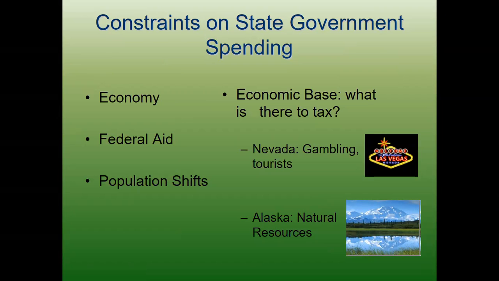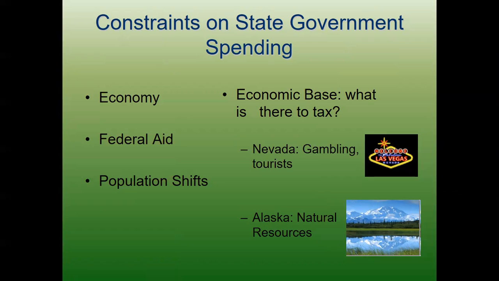The second thing that is a constraint on state government spending is federal aid. Federal aid declines or increases over time in certain areas. Federal mandates affect whether or not states have to fund various programs. And what the federal government does can have a profound effect on state government spending. In addition to that, population shifts also affect state government spending.